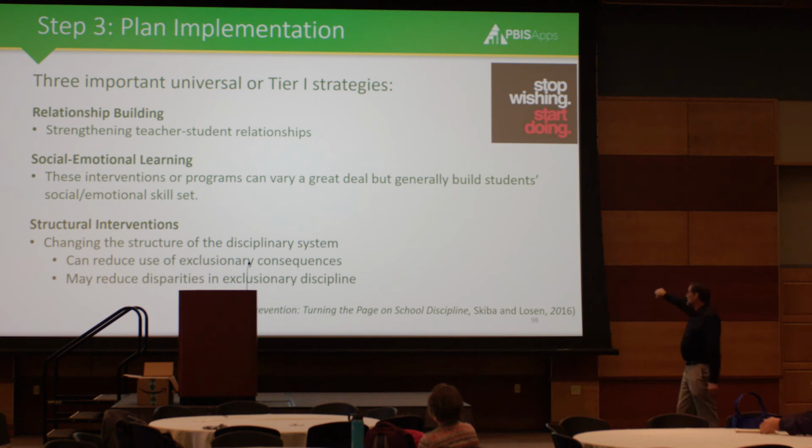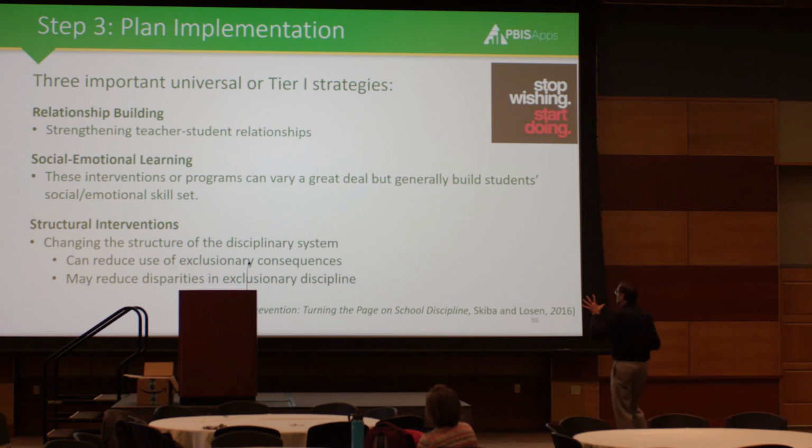One of those documents, Reaction to Prevention, is one of the ones in the bibliography. Dan Lowson and Russ Skiba, I mentioned them before, say you can do at least these 3 things. Build better student-teacher relationships, work on giving kids the emotional skill set, the advantage that they can have in understanding social emotional learning, and give them the structural interventions. What does our disciplinary system look like? Can we reduce the use of our exclusionary consequences? Can we reduce the disparities in that disproportionality?